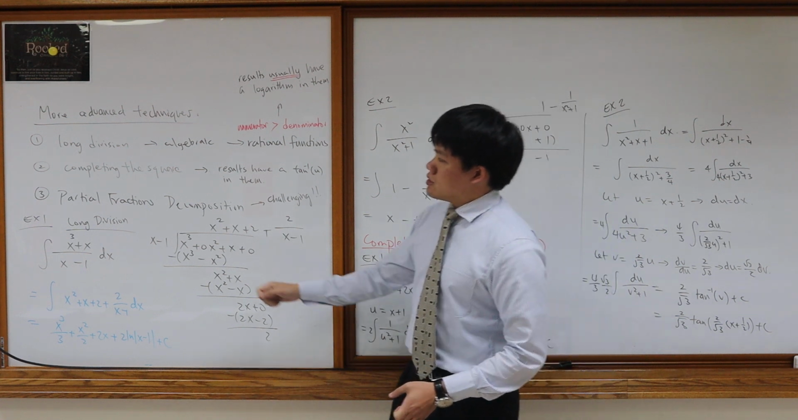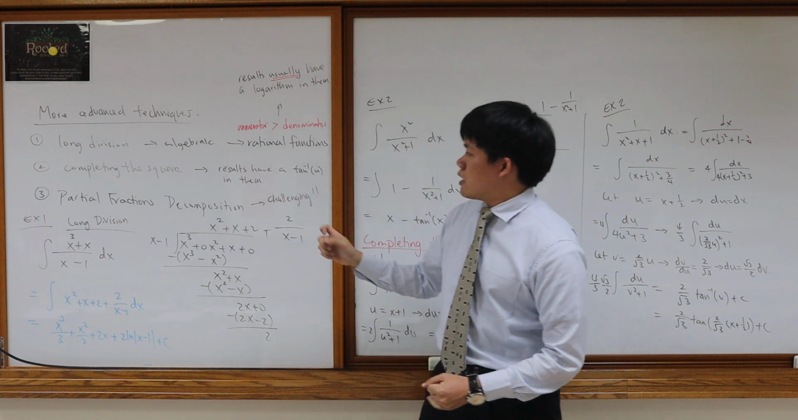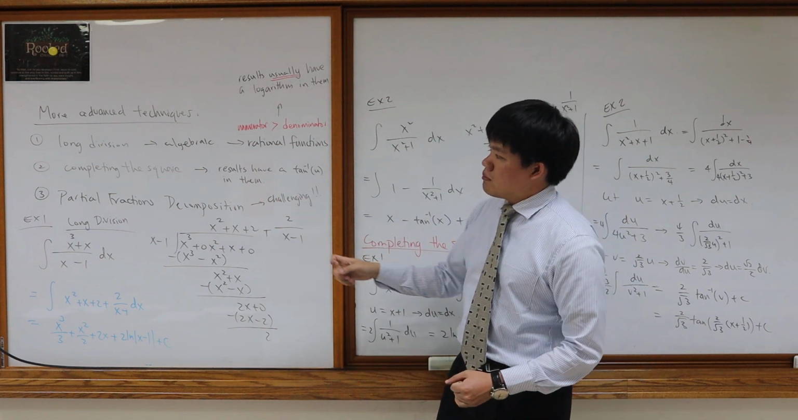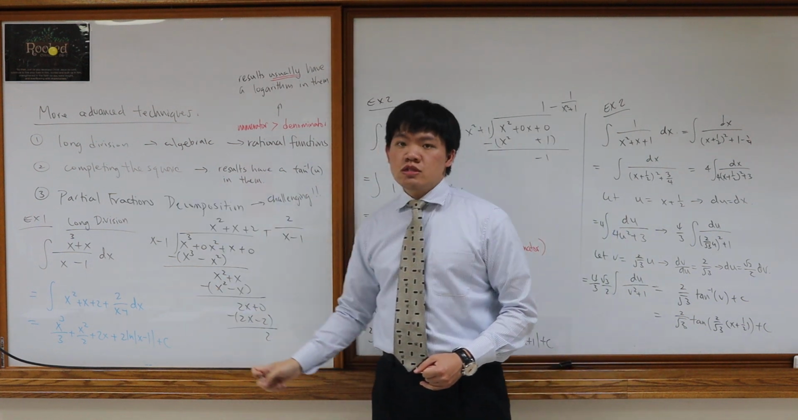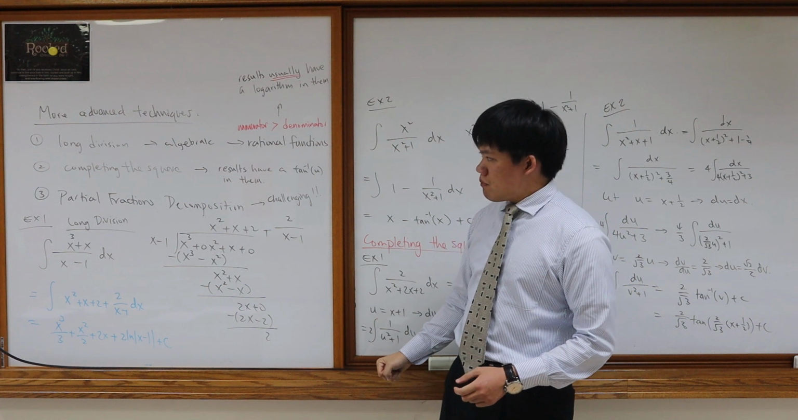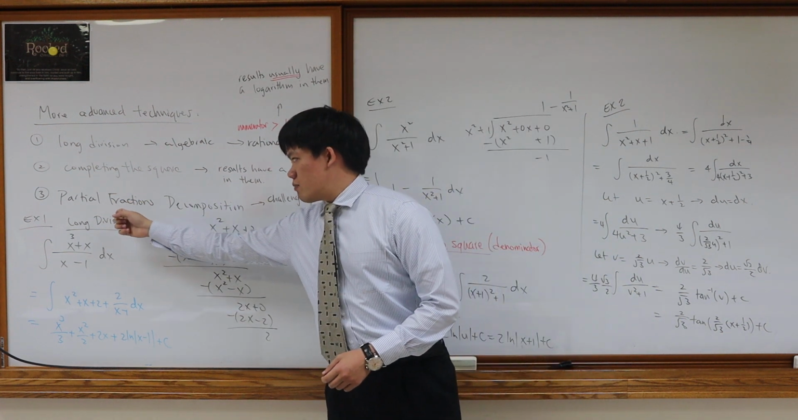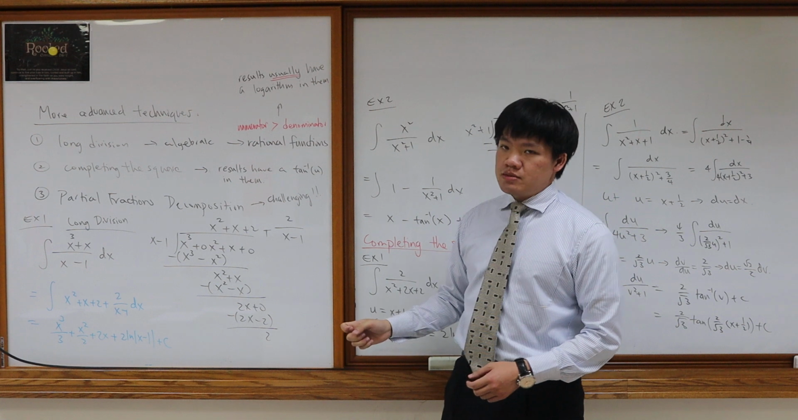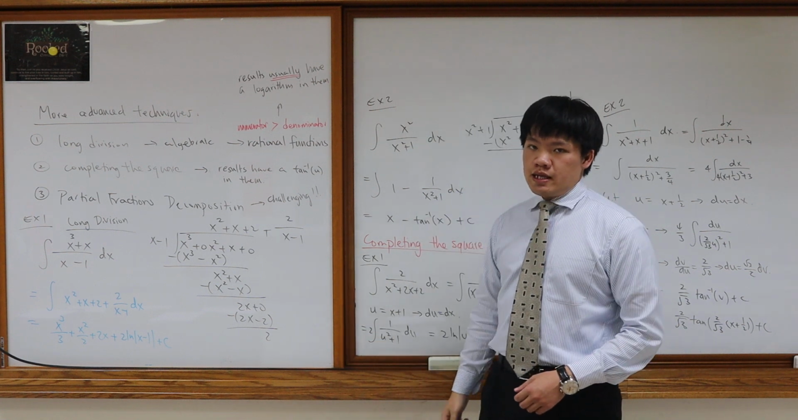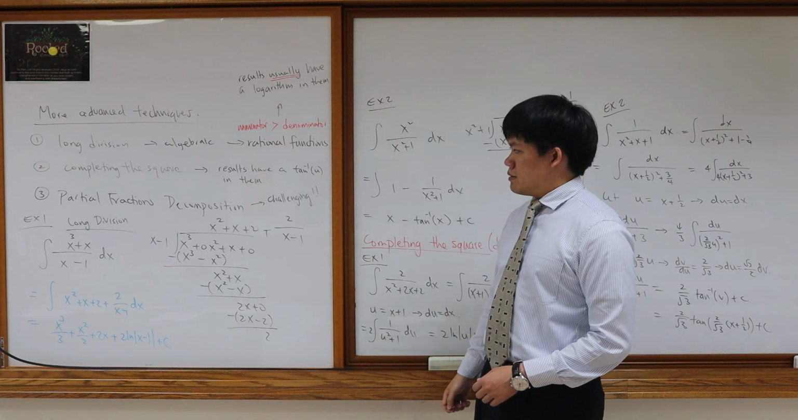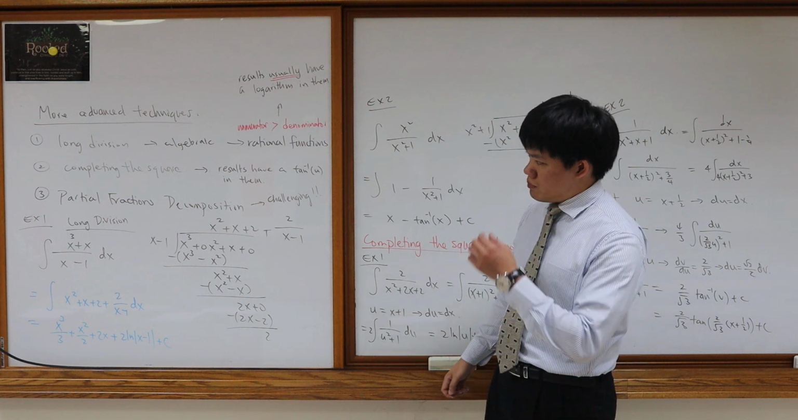And the second one here is completing the square. Your results usually have arctan in them. You'll see in a bit. But when we talk about completing the square, it's usually in the denominator. And the last one is partial fraction decomposition. It's probably one of the more challenging ones. It gets really difficult really quickly. But we'll see how far we get from here today.